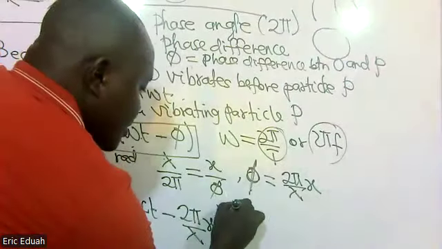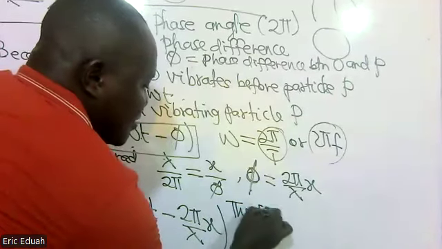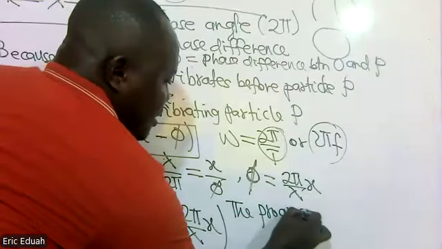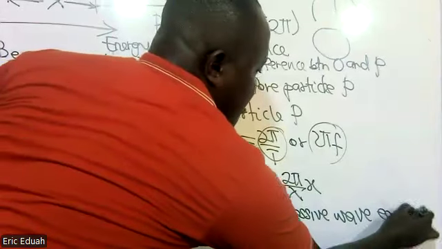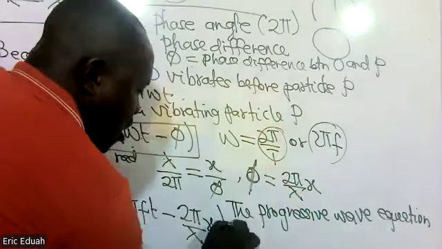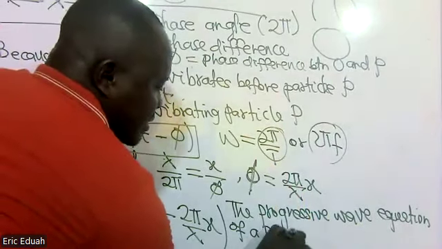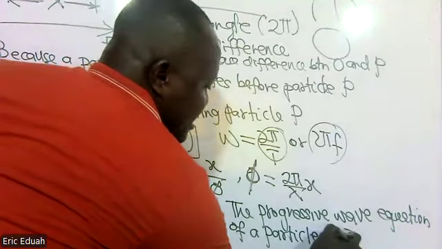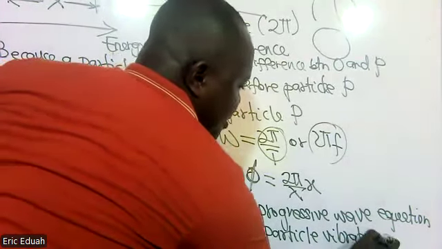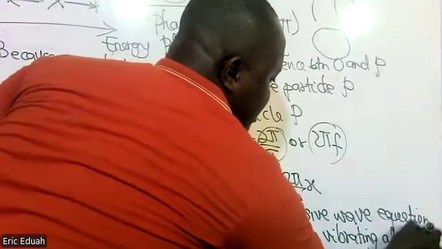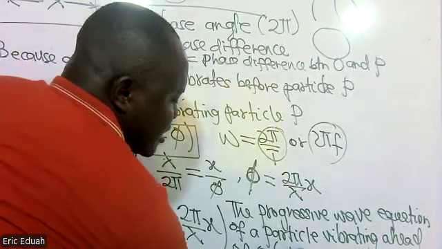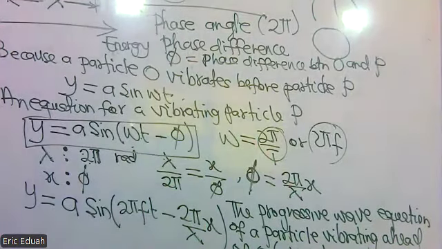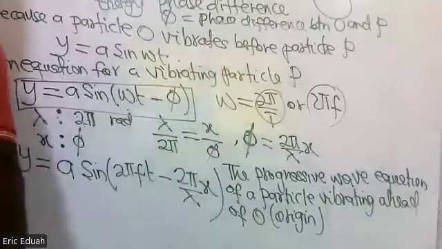So the progressive wave equation of a particle vibrating ahead of O, which is the origin. So simple. If we are looking at a particle vibrating ahead of the origin O, this is it.